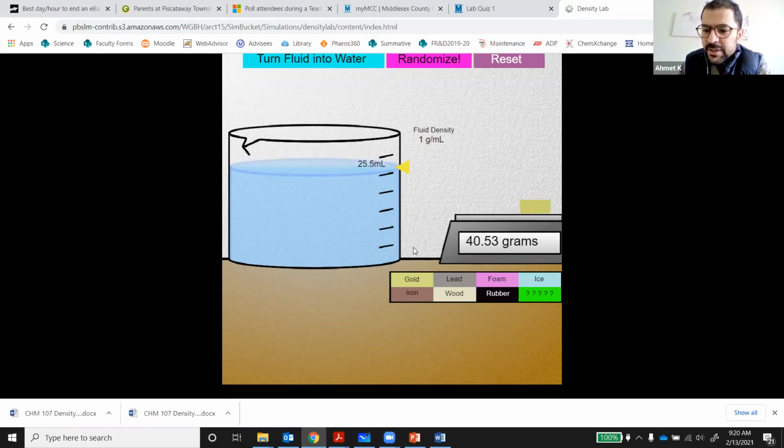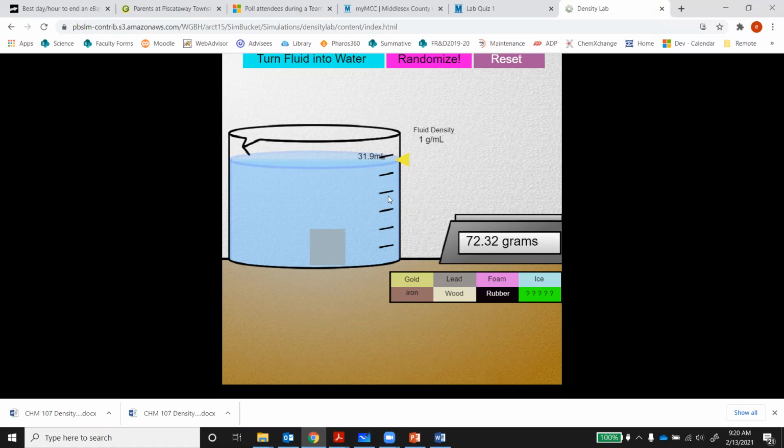It's fun actually. I like it. You can play with this and change the metals. See, this was gold. Now this is lead. So now, if you do this, the weight is different, the mass is different, and when you put this in, the volume is going to be different, and therefore the density is going to be different. Make sense?